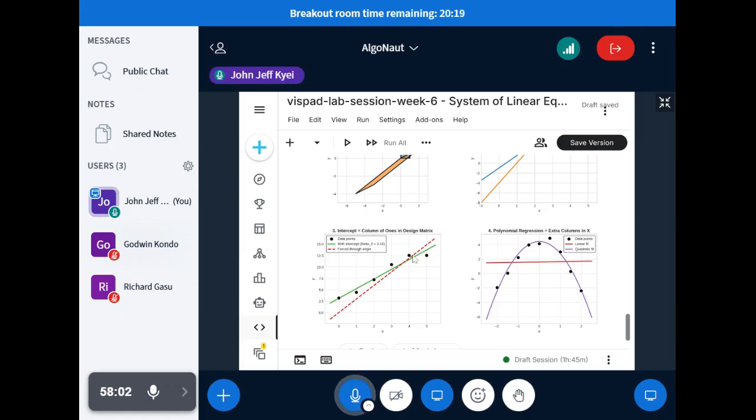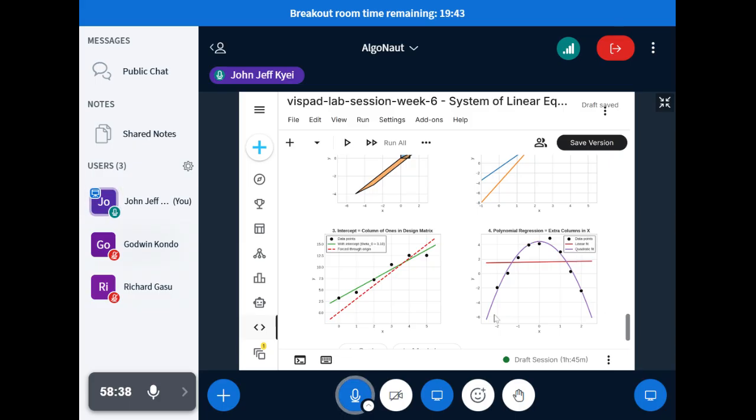We include the column of ones to account for the y-intercept bias. When you don't have the ones, the line of best fit is forced to pass through the origin, and once you include the bias and it takes that into consideration, you get a better line that passes through the actual points that you want.